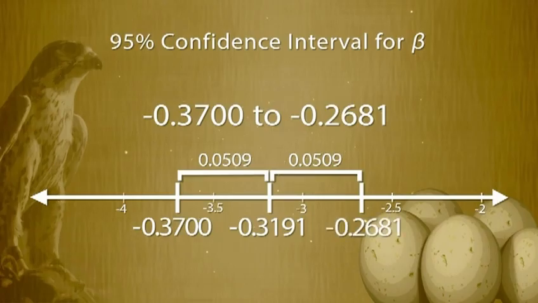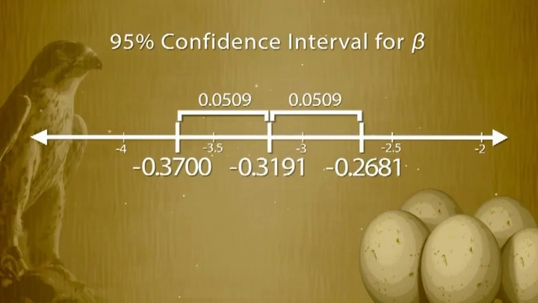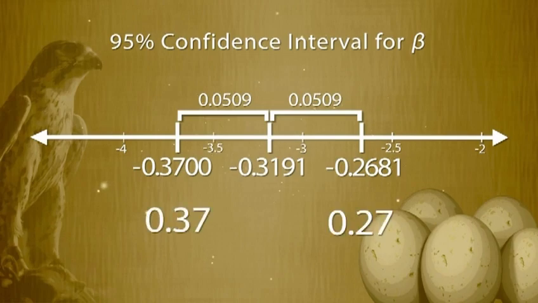Based on our sample of 68 peregrine falcon eggs, we are 95% confident that a 1-unit increase in the log concentration of DDE is associated with a decrease in true average eggshell thickness between 0.27 and 0.37 on Radcliffe's index. Armed with this information, scientists were able to make a strong argument against the use of DDT because of its dangerous impact on peregrines and the environment as a whole.